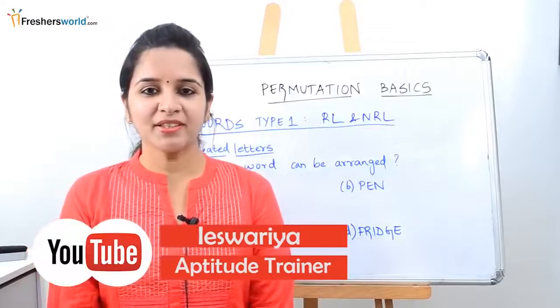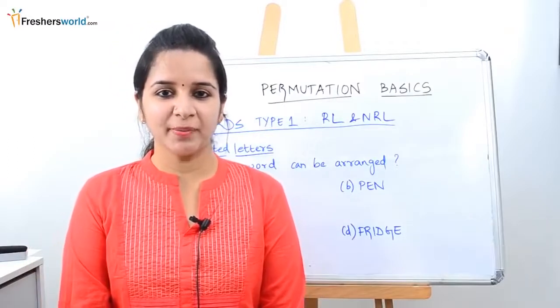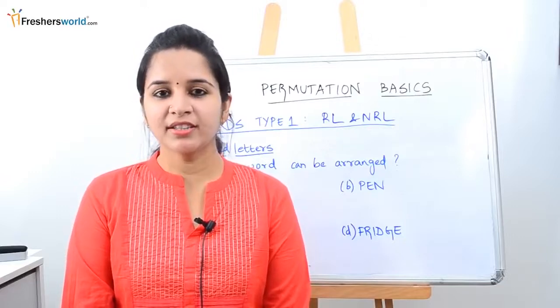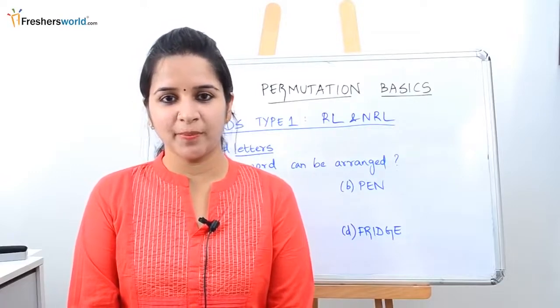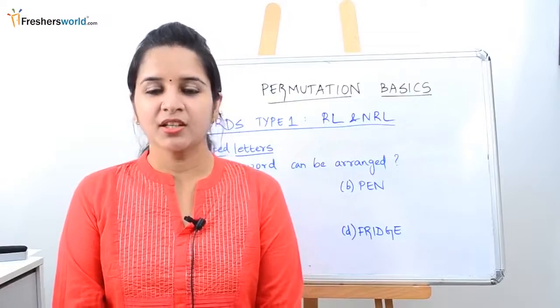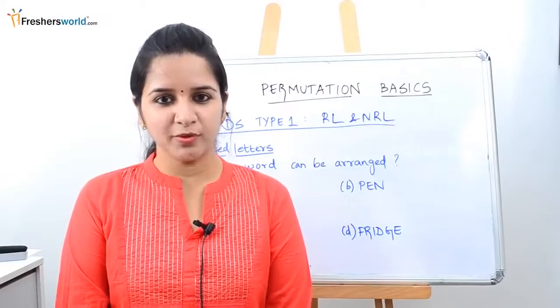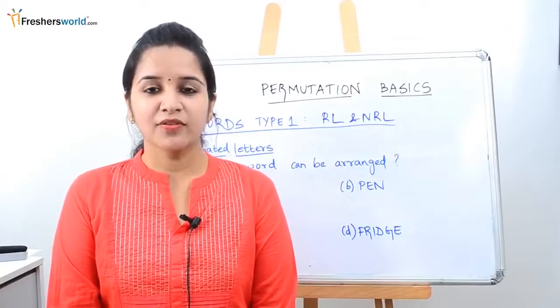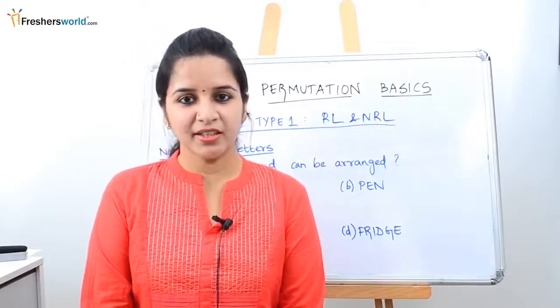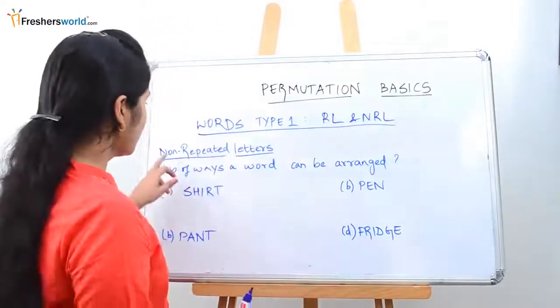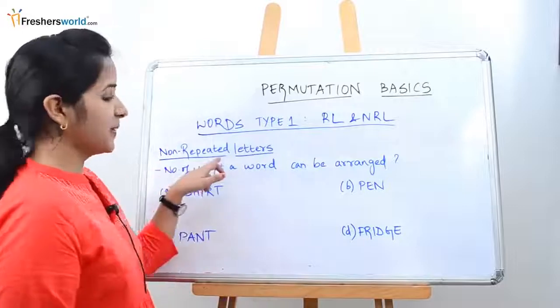Today, the topic that we are going to deal with is the non-repeated and the repeated letters of the permutation topic. Earlier, we discussed the basic permutation topic as well as the number types of problems that we deal with in permutation. Now, we are going to another type of problem in permutation, which is nothing but dealing with words. The first type in that is the repeated letters and the non-repeated letters. Let's get started. The first type is non-repeated letters.